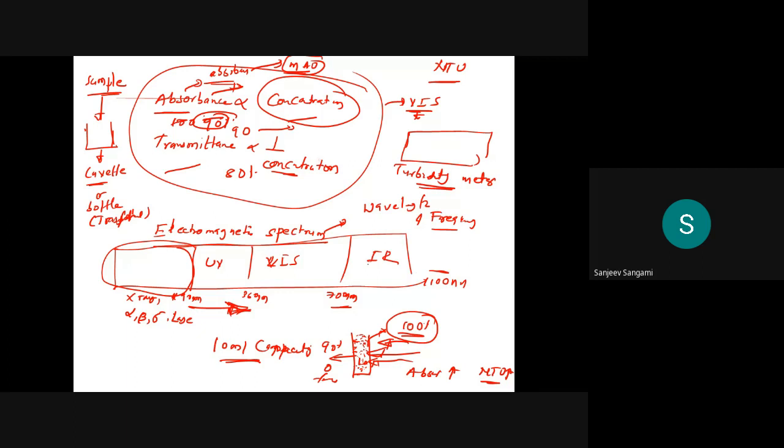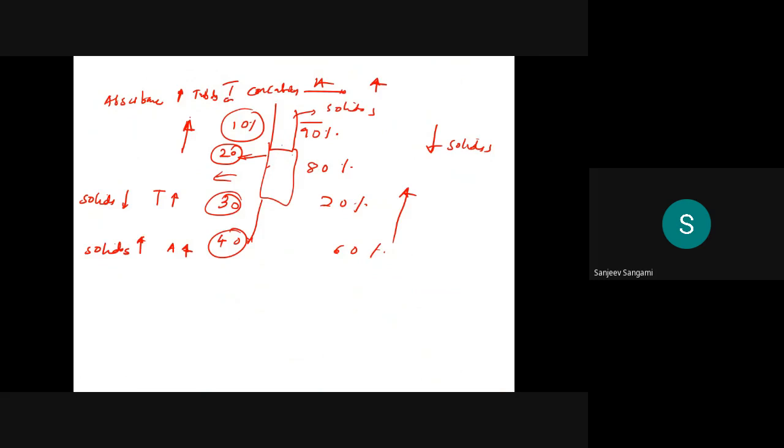Whenever the visible light is going to hit the cuvette or particle, some light will pass through the cuvette, and then the light will be captured by the sensor. And some of the light will be reflected back. Whenever the particle is there and the light hits it, some of it will be reflected back.